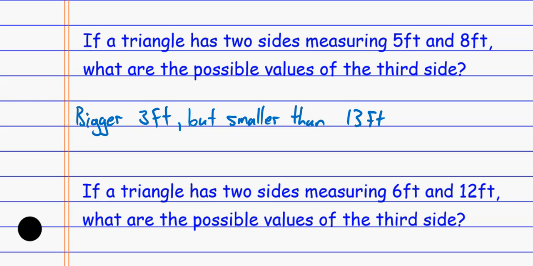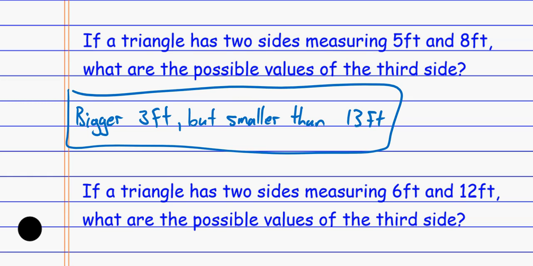So then if I asked a follow-up question and said, hey, could I have a side length of 10 feet for the third side? The answer would be yes, it falls within the acceptable range. But if I said, hey, could it be 13.5 feet? The answer is no, because it's got to be smaller than 13. And if I said, hey, could it be 3 feet? No, it's got to be bigger than 3. All right, or could it be 13 feet? No, it's got to be smaller than 13, okay? So it's got to be bigger than 3 feet, but smaller than 13 feet, okay?